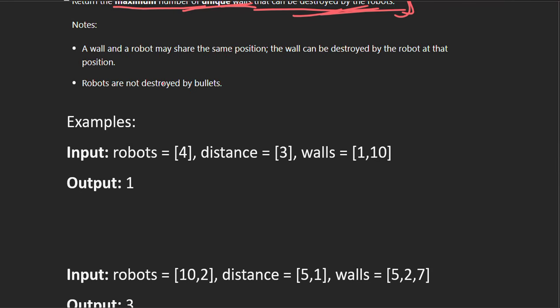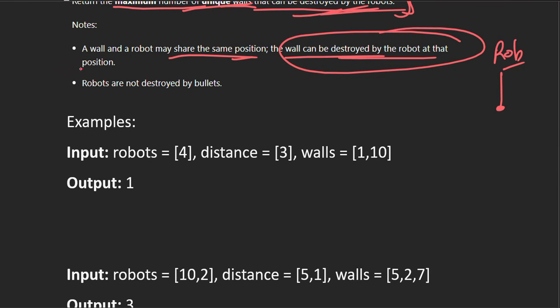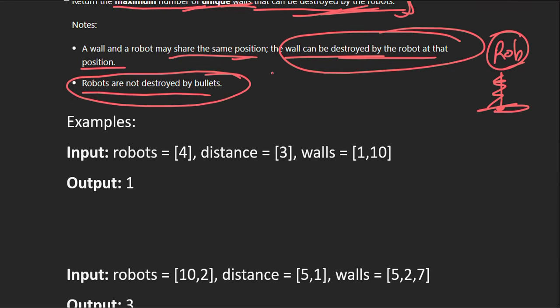A wall and a robot may share the same position. Suppose this is our index: here a wall can be present and a robot can be present, and the wall can be destroyed by the robot. Whichever robot is present here, the wall at that position will be destroyed by that robot. And robots are not destroyed by bullets. Let's see the first example to get it more clearly.